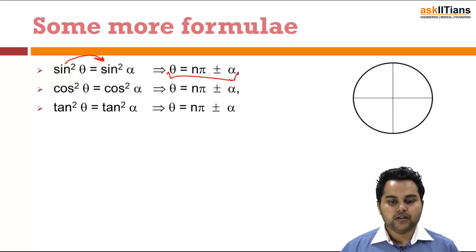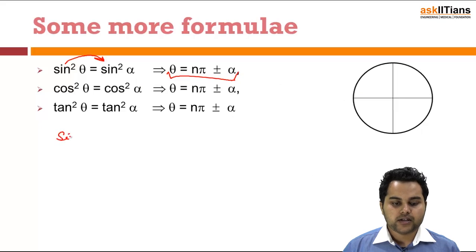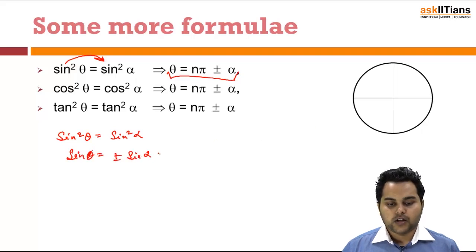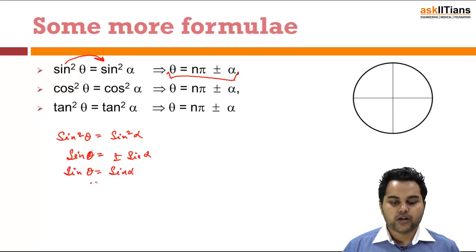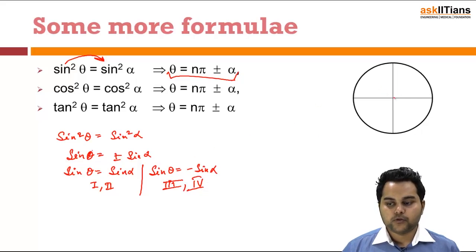Now why plus minus alpha? Because if I break sin square theta is equal to sin square alpha, I would get sin theta is equal to plus minus sin alpha. Now sin theta is equal to sin alpha, as we all know, the solution would lie in the first and second quadrant, because sin is positive in the first and second quadrant, whereas for sin theta is equal to minus sin alpha, the solution set can lie in the third or fourth quadrant, because sin is negative in the third and fourth quadrant. So simultaneously I will have two solutions.